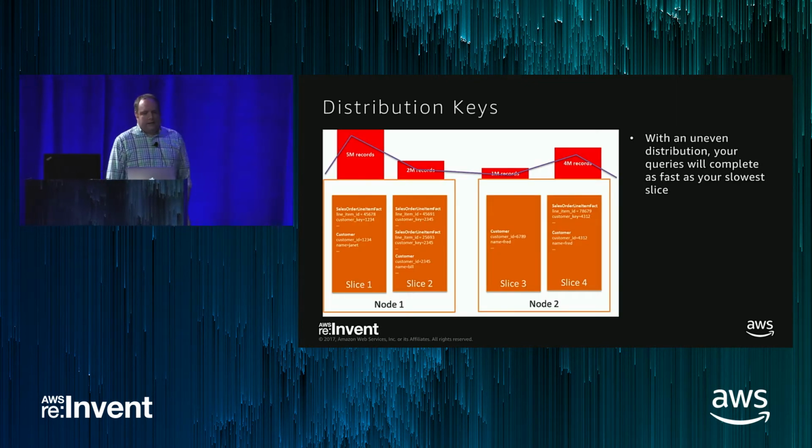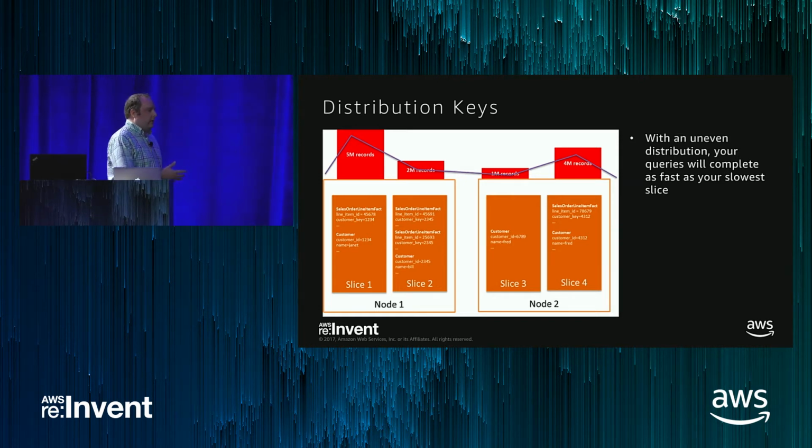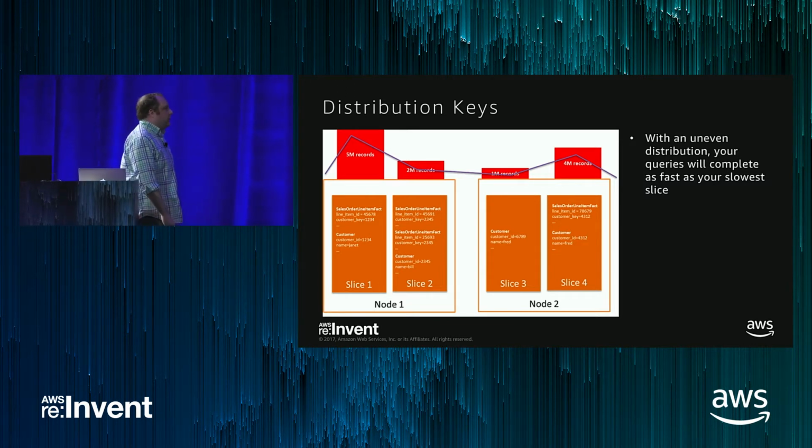And then this is just an example of how you can see uneven distribution keys visually. With uneven distribution keys and the data being unevenly distributed across your nodes and slices, you're going to have pretty bad performance if one slice in one node is taking longer, because you're only going to be as fast as your slowest slice. That's why we stress making sure up front that you have the right distribution keys to get that data evenly distributed across your nodes and slices.